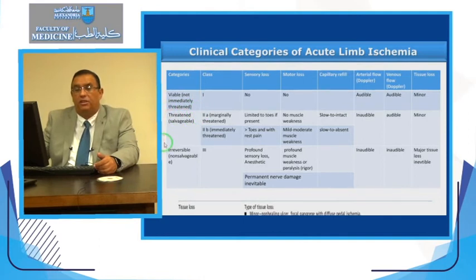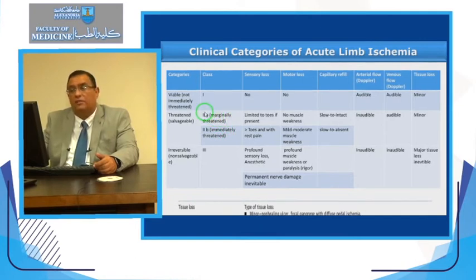The second stage is the threatened or surgical, and this is the one that we deal with by surgery, either 2A or 2B. Here, the sensory loss is limited. The motor loss starts to be affected, either none in class 2A or mild in class 2B. Capillary filling starts to be sluggish. Arterial flow is inaudible, but there is still venous refilling, and tissue loss is minor. This is the threatened stage or class 2, and this is the class of choice for intervention, either by embolectomy, surgical intervention, thrombolysis, and so on.